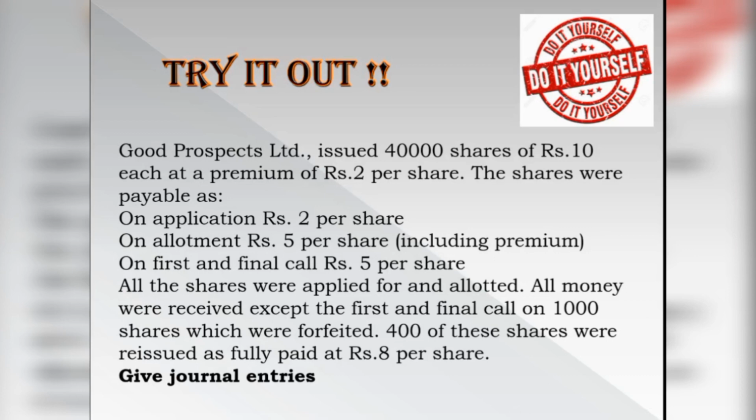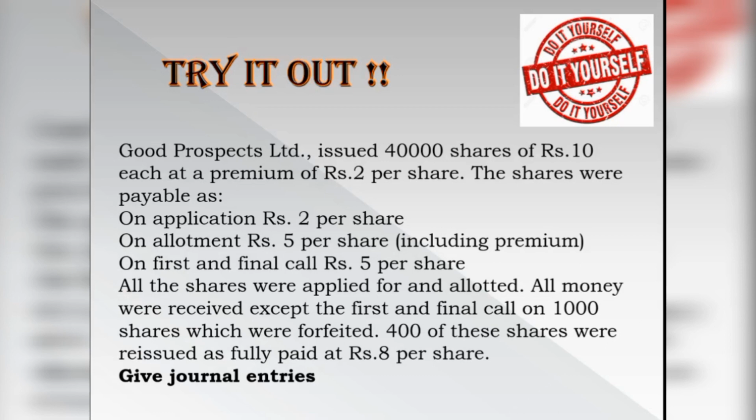So here is a sum for you all to try out. Let me read out the question for you. Good Prospects Limited issued 40,000 shares of Rs 10 each at a premium of Rs 2 per share. The shares were payable as on application Rs 2 per share, on allotment Rs 5 per share including premium, on first and final call Rs 5 per share.